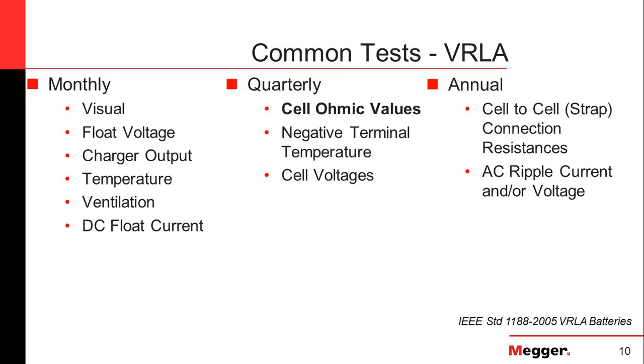Now, you'll notice also on the chart, with regards to the cell ohmic values, they've now moved from the annual column, and they're no longer optional. They're now in the quarterly column, and they're no longer optional. That goes back to a statement I mentioned earlier that, generally speaking, valve-regulated lead-acid batteries are not as stable as your vented lead-acid batteries, and so these cell ohmic values become a very valuable trending tool for you.